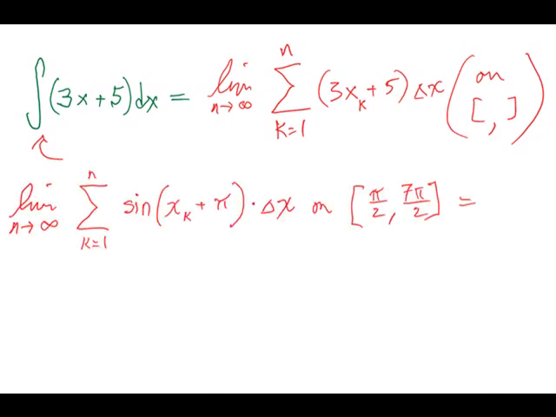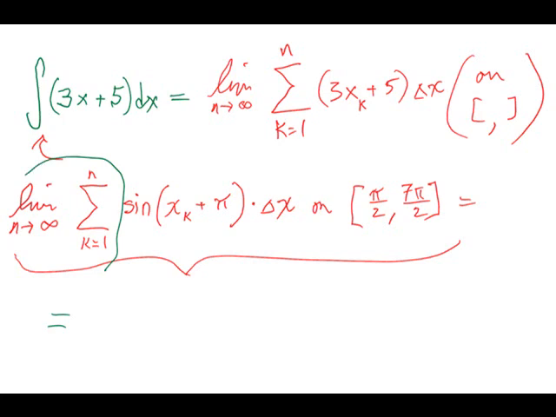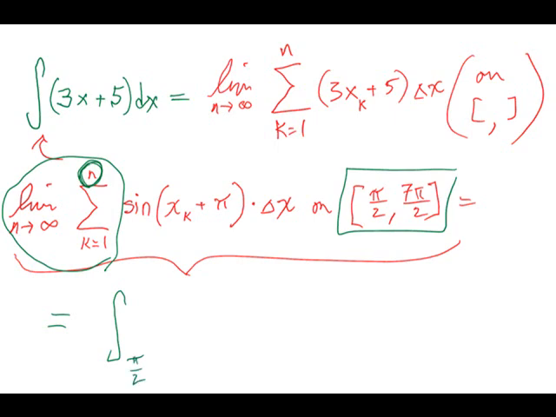The most common kind of just nuts and bolts sigma notation is you'll be presented something written in sigma notation, and you'll be asked to write it as an integral. So if we think about this, we know that this means that we're integrating. We're having an infinite number of subintervals. We're integrating on this interval, so we know that the lower limit of integration is going to be pi over 2, and the upper limit of integration is going to be 7 pi over 2. And we're going to be integrating sine of x plus pi dx.